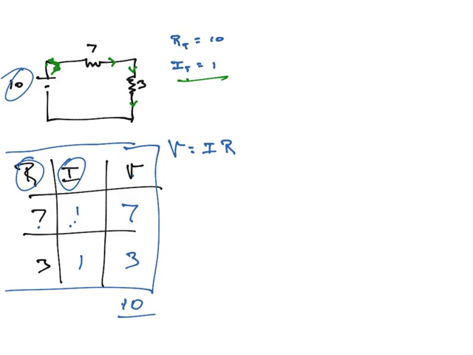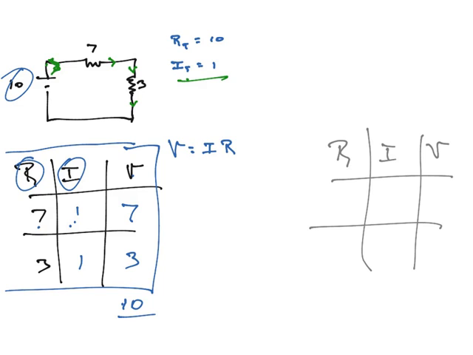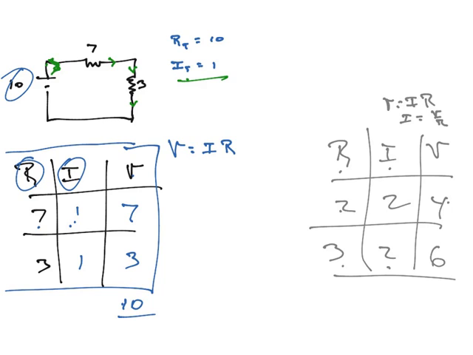But that's the hint. Anytime you have a table and you have two pieces, so let's say I knew this was 2 and this was 4, this was 3 and this was 2, then I could get the third piece of each row easily from V equals IR. So this one is I equals V over R. So 4 over 2 is 2. And for this row here, I've got V equals IR, I times R, 2 times 3 is 6. And so it's easy to fill in the third piece if you have the other two.